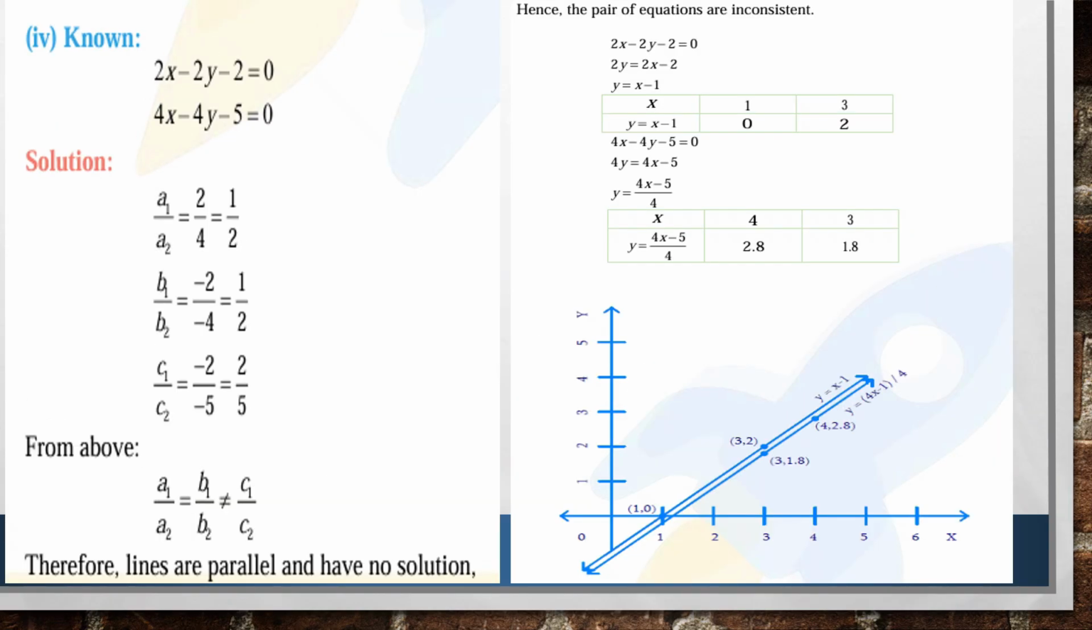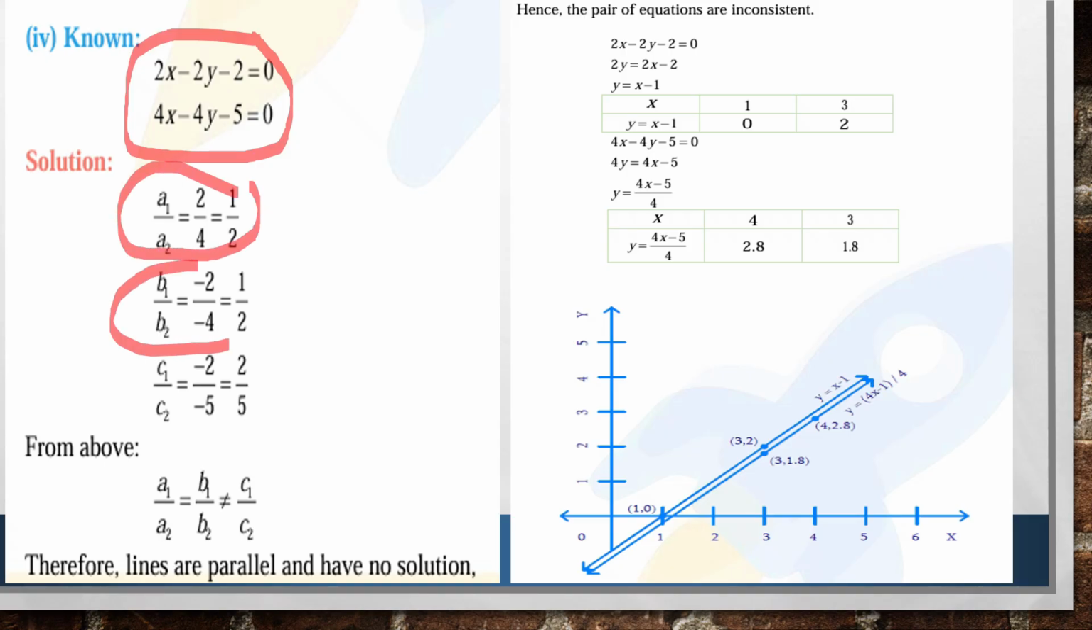So here 2x minus 2y minus 2 is equal to 0 and 4x minus 4y minus 5 is equal to 0 is given. Again, by using a1 by a2 is equal to 1 by 2, b1 by b2 is equal to 1 by 2, c1 by c2 is equal to 2 by 5. Here a1 by a2 is equal to b1 by b2 is not equal to c1 by c2 because its values are different.